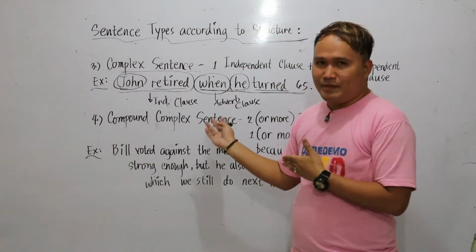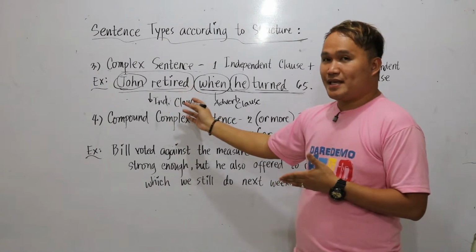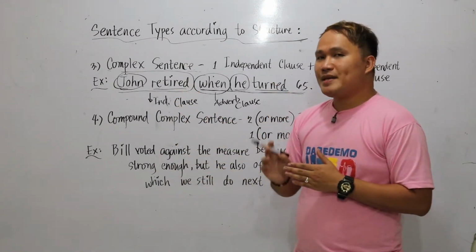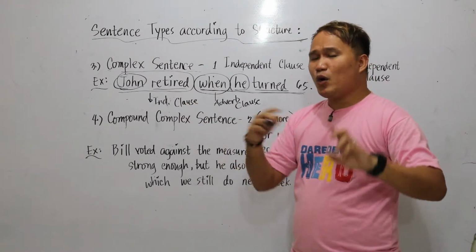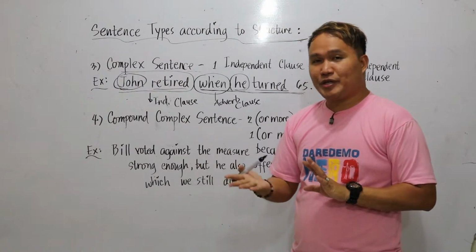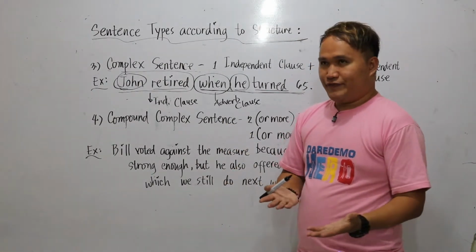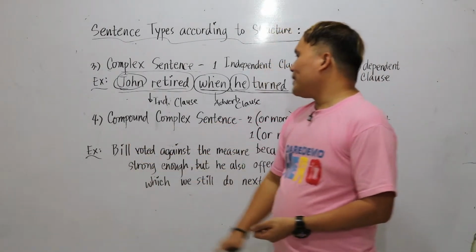I hope I made myself clear with this complex sentence, especially with this example. So always remember, complex sentence: one independent clause, paired with one dependent or subordinate clause, and you have to use a conjunction. Now, let's move on with a compound complex sentence.